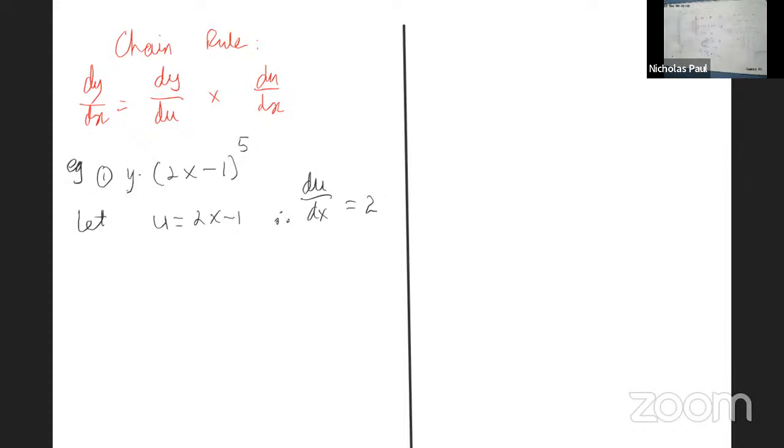Oh, sorry, remember this was y, right? So y is equal to, taking off 2x minus 1, and I am going to write u. So y is equal to u to the power of 5, which means that we can differentiate y with respect to u, and you will get 5u to the power of 4. Okay? Now for the long part.